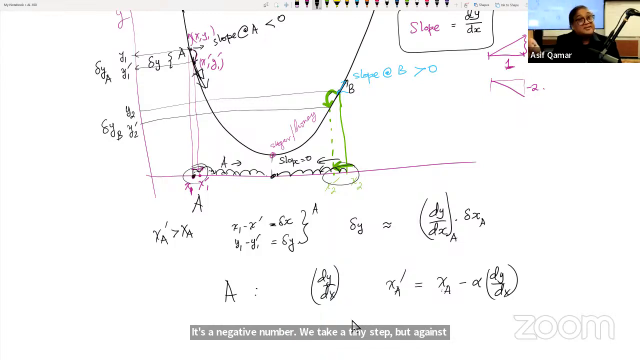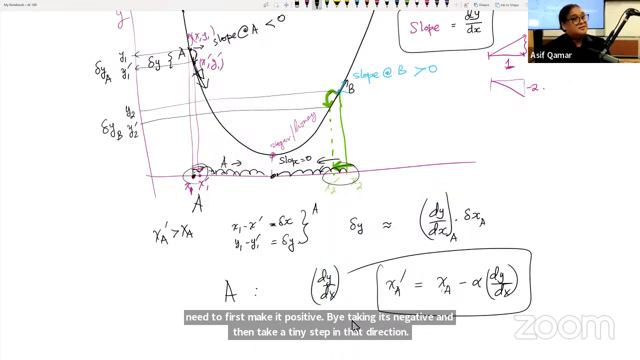It's a negative number. We take a tiny step, but against the slope. You see, against the slope. Whatever the slope value is, because it's negative, we need to first make it positive by taking its negative and then take a tiny step in that direction. Does this make sense to you guys? Is this common sense? At A, you would do this.